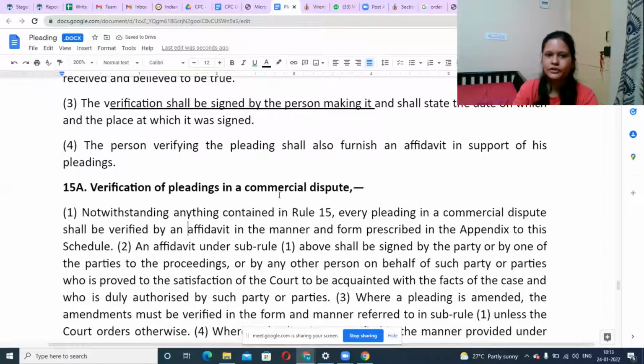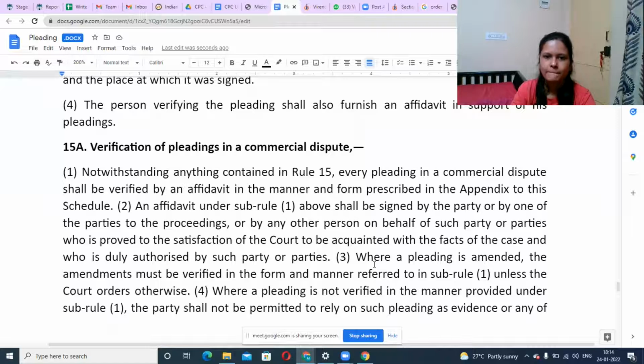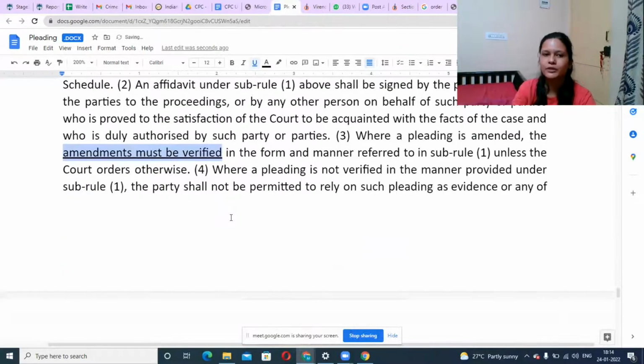Next one is verification of pleading in commercial suit. Every pleading in a commercial dispute shall be verified by an affidavit in the manner prescribed in the appendix to this schedule. An affidavit shall be signed by the party or by one of the parties to the proceeding. Where the pleading is amended, the amendments must be verified. First of all, the pleading is verified. After that, if with court's permission there are any amendments or changes, those also have to be verified.